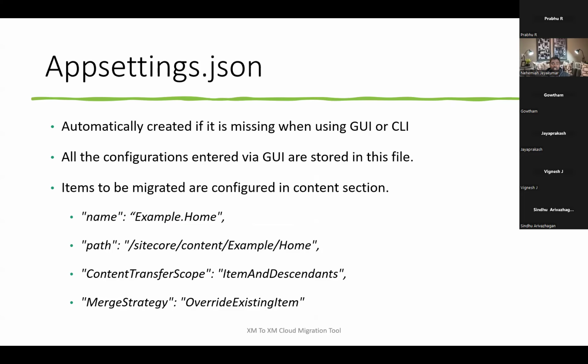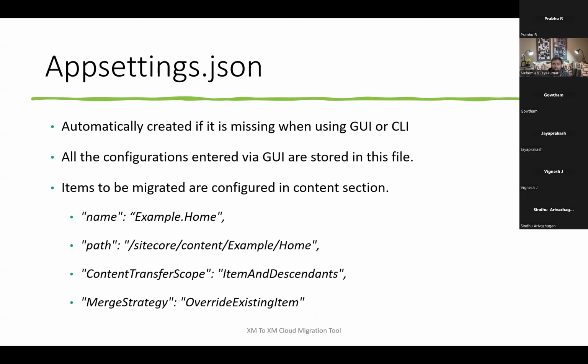Whenever you open the GUI application or the CLI for the first time, it creates the empty JSON file, gives you all the attributes, and keeps the data empty. Whatever data you enter via the GUI is automatically saved in the JSON file. The items that you want to migrate are all in another section called the content section.